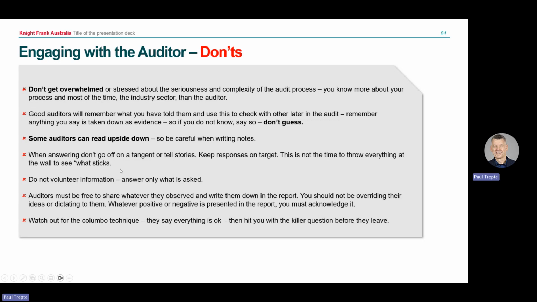When answering, don't go off on a tangent or tell stories. Keep responses on target. This is not the time to throw everything at the wall to see what sticks. So don't volunteer information. Answer only what is asked. Auditors must be free to share whatever they've observed and write it down in a report. You should not be overriding their ideas or dictating to them. Whatever positive or negative is presented in the report, we have to acknowledge it.